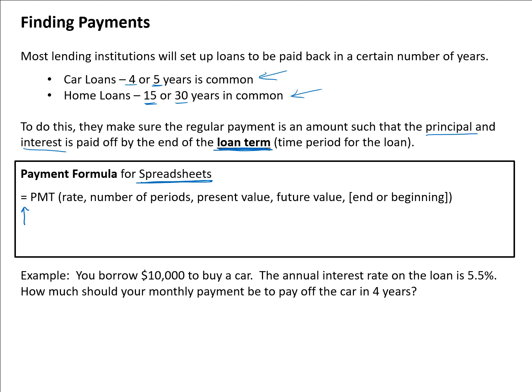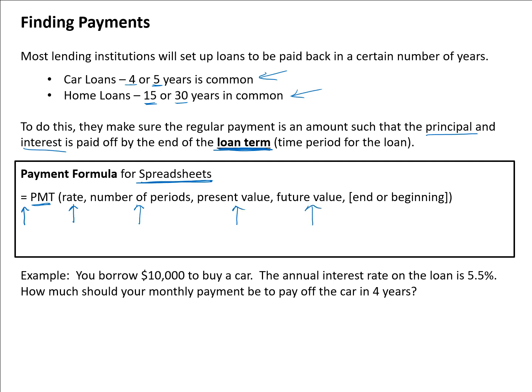This is a payment formula, so the abbreviation in the spreadsheet is PMT for payment. And what we're going to put in is the information about the loan. The information that you absolutely need for the formula is the rate, the number of periods, the present value, and the future value.